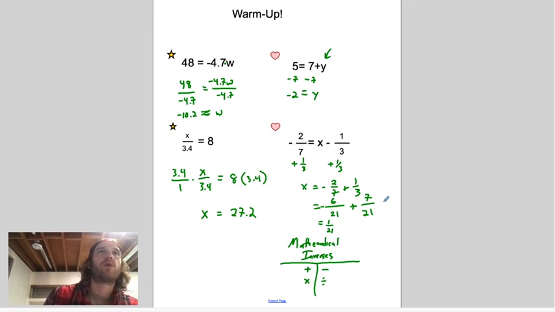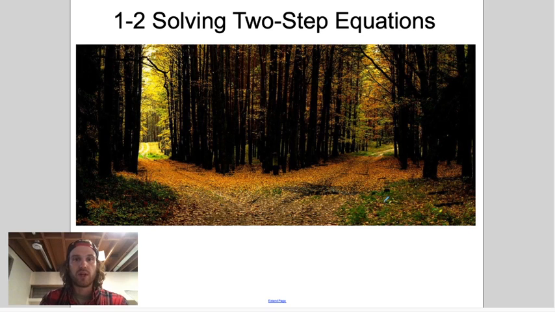These are all one-step equations. Some of them have fractions. But now, ladies and gentlemen, we are going to do two-step equations.